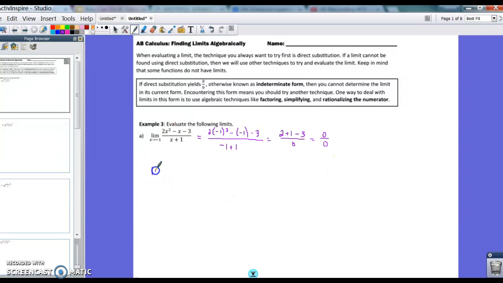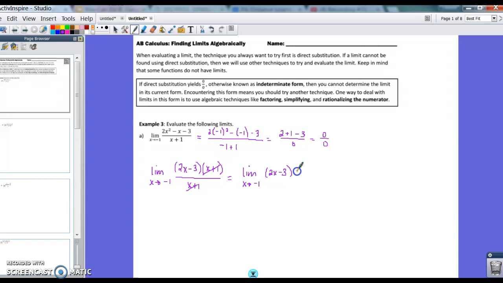So instead of doing direct substitution to evaluate the limit, I'm going to factor. When I factor that numerator, that gives me 2x minus 3 times x plus 1 over x plus 1. If you're in a situation where you have a polynomial over a binomial, try to factor it. You want one of the factors to be the same as the one in the denominator, because then you can cancel those, and now you have a much simpler problem where you can just use direct substitution.